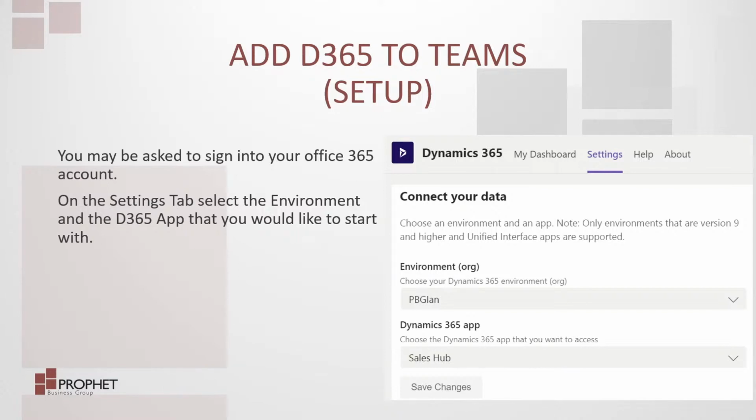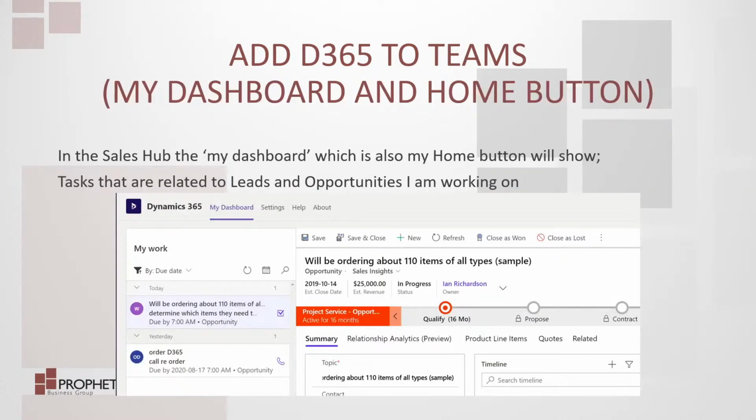Once the app is installed, you can click on the Settings tab to select the environment and the D365 app that you would like to start with. Here, I'm connecting to my own personal D365, and I'm going to use the Sales Hub. In the Sales Hub, the My Dashboard at the top is also my Home button. This will show me tasks that are related to leads and opportunities that I'm working on.